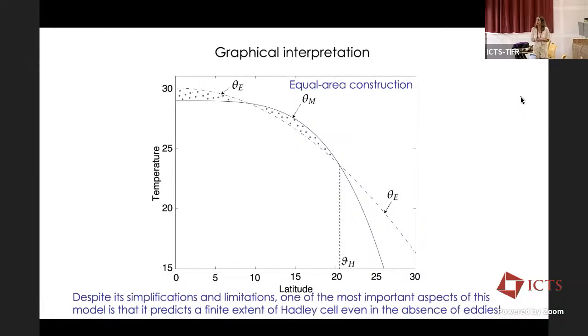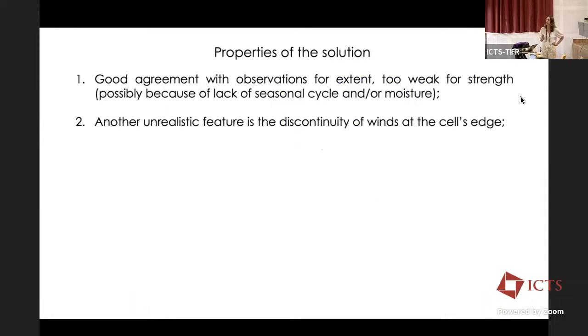And let me emphasize how, despite its simplifications and limitations, one of the most important aspects of this model is that it predicts a finite extent of the Hadley circulation, even in a purely axisymmetric atmosphere, even without saying anything about the extratropics. We all know that the extratropical atmosphere is for sure not axisymmetric, even in the absence of large-scale eddies, including baroclinic eddies that develop in the extratropics. This theory predicts the finite extent of the Hadley circulation.